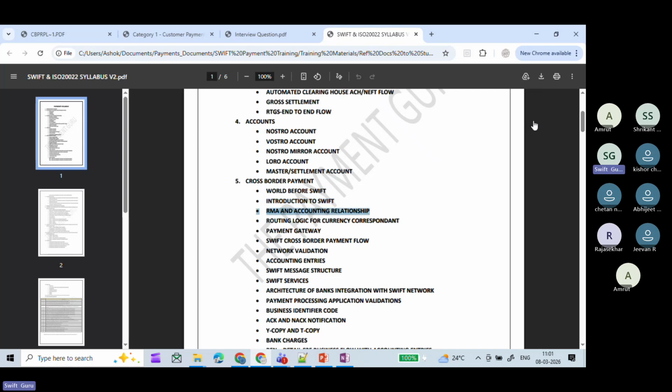We'll learn about RMA and the accounting relationship, a very important part of your cross-border payment, that is the relationship management application, and the nostro accounting relationship. How do they play an important role in deriving which payment method is to be routed over SWIFT, whether the direct payment, serial payment, or the cover payment. This we'll understand again with examples, in a way that you can visualize what exactly the bank does and how they may configure this RMA relationship as well.